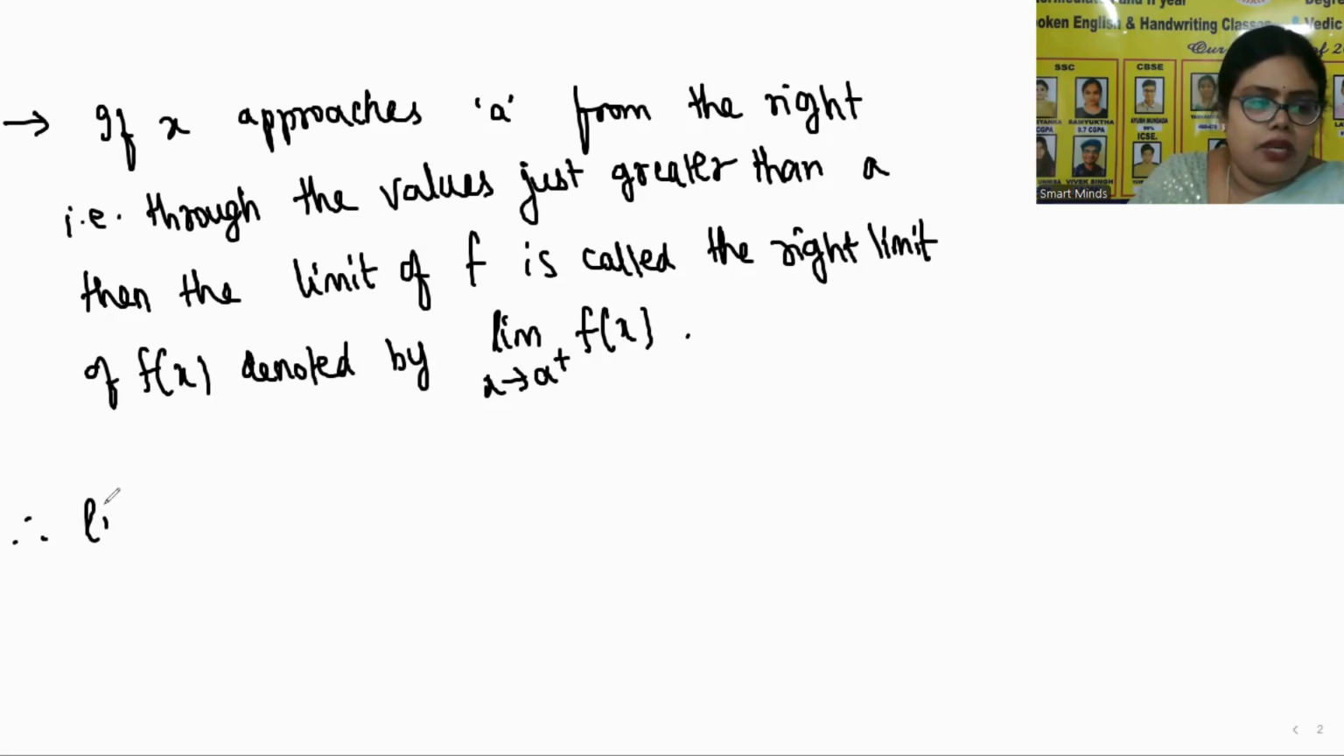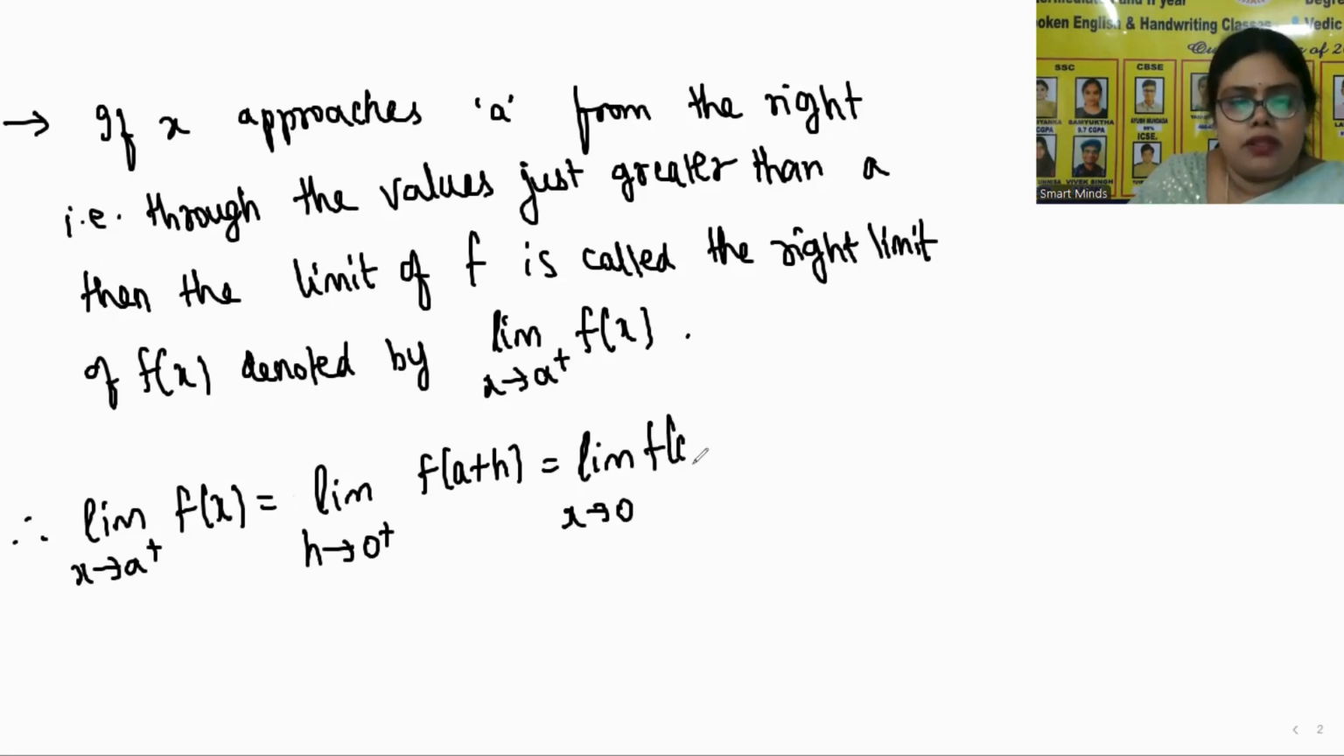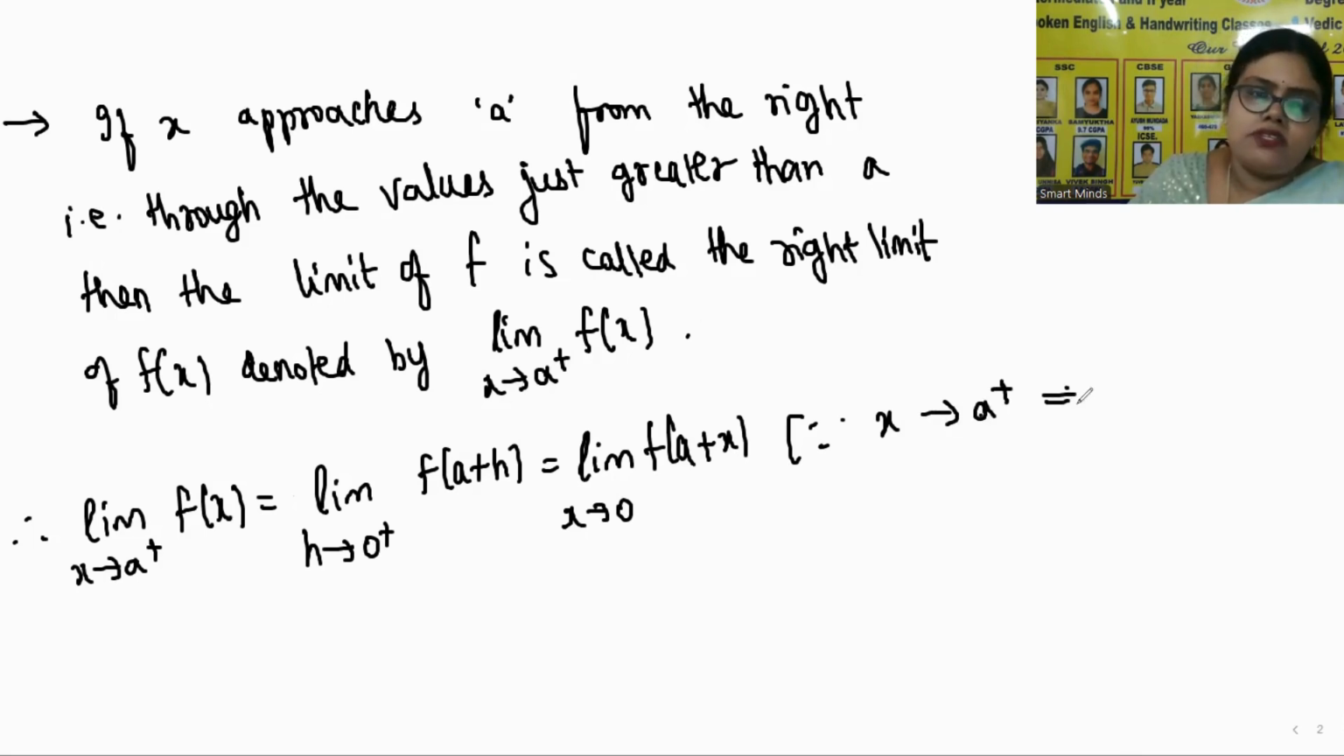So therefore, limit x tends to a plus f of x is equal to limit h tends to 0 plus f of a plus h, or you can also denote this way, x tends to 0 f of a plus x. Since as x tends to a plus, which implies x is greater than a.